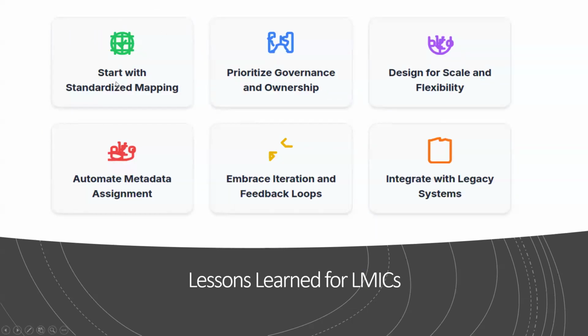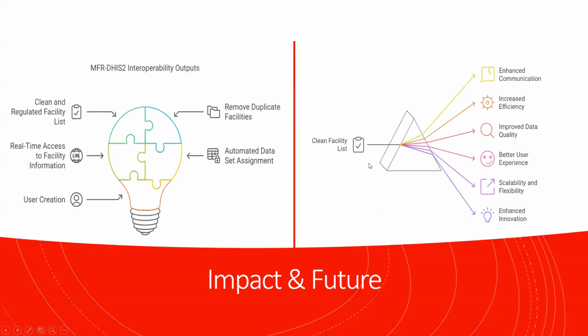This is what we suggest for any low and middle income countries and also beyond. We should start with standardization, prioritize governance and ownership, design for scale and flexibility, automate metadata assignment, embrace iteration and feedback, and integrate with legacy systems. So finally, we can have a clean facility list.